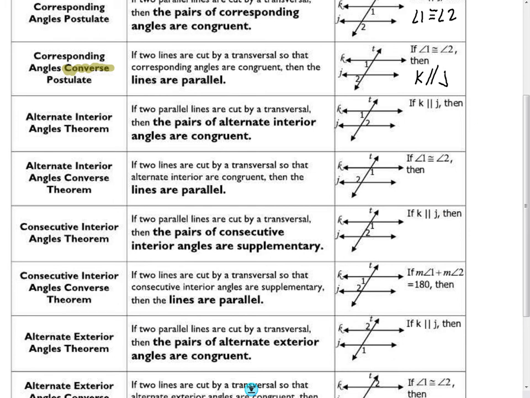The first theorem that we're going to look at today is the alternate interior angle theorem, which states if two parallel lines are cut by a transversal, then the pair of alternate interior angles are congruent. So if K and J are parallel, then angle 1 is congruent to angle 2. The converse of that, meaning we switch it, says that if angle 1 is congruent to angle 2, then J has to be parallel to K, or K parallel to J.